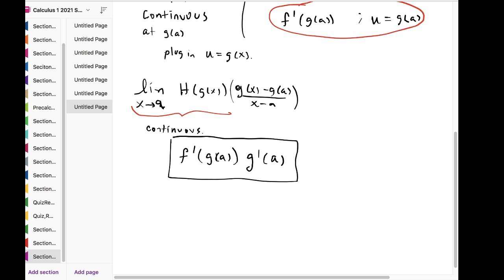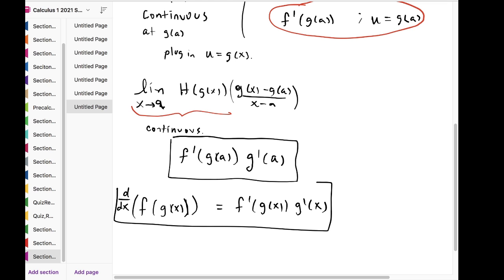Okay, so questions on that? So the derivative of f of g of x, let's use d/dx, since I don't like writing all those parentheses and primes. d/dx of f of g of x is f prime of g of x times g prime of x. This is called the chain rule.